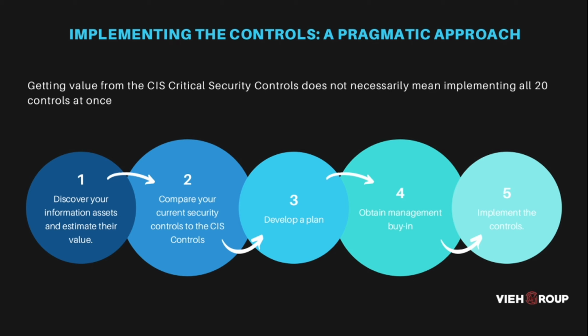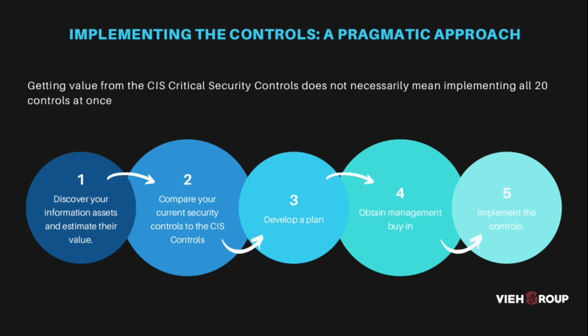Now, let's move to another part, the implementation of the controls: a pragmatic approach. Getting value from the CIS critical controls does not necessarily mean implementing all 20 controls at once. Few organizations have the budget, human resources, and time required to implement the entire set of controls simultaneously. So, a pragmatic approach to implementing the controls includes some of the following steps, which you can see on your screen.